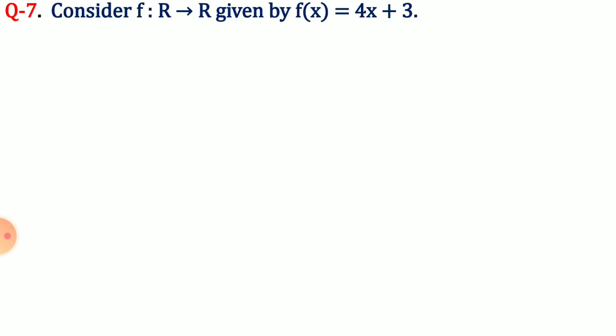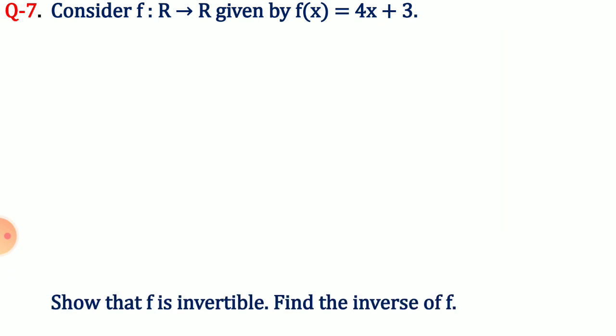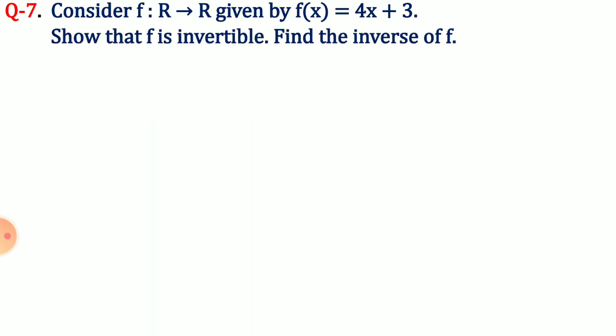Now question number 7. Consider f from R to R given by f of x equal to 4x plus 3. Show that f is invertible and find the inverse of f. First find the inverse of f. For the inverse of f, first of all check the one-one function and onto function.